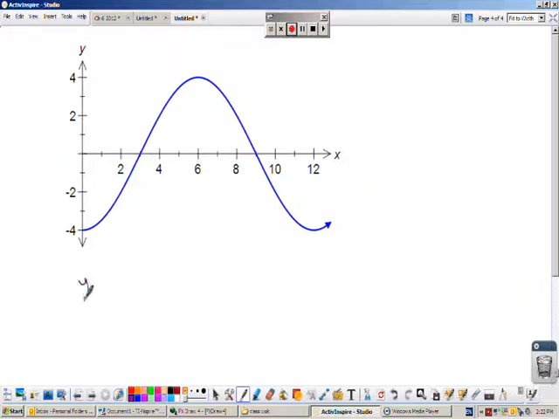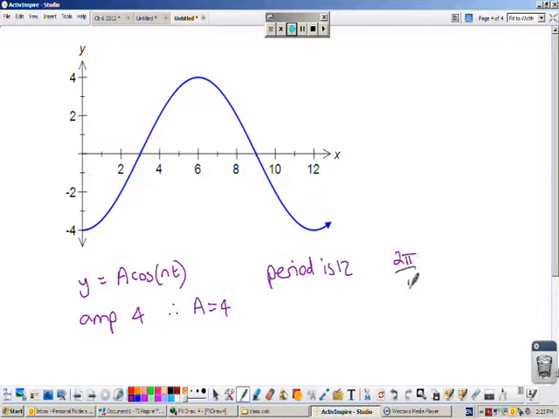Once again in question 4 we've got a graph of the form A cos nt. Looking at the graph we can see that the centre line is the x-axis, the amplitude is 4, therefore A is 4, and the period is 12, so 2 pi on n equals 12, rearranging that gives us n equals pi on 6.